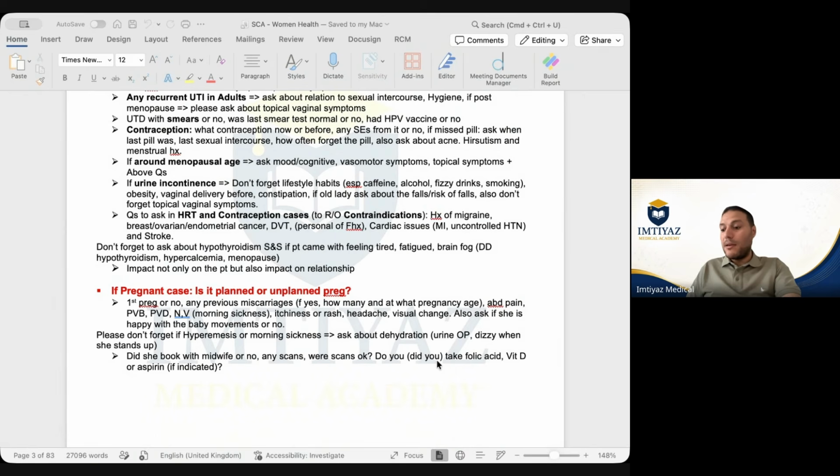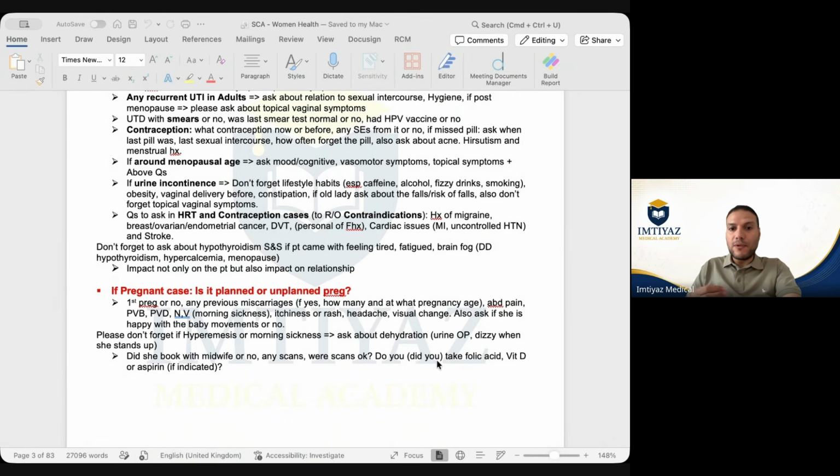Then pregnant cases. In pregnant cases, there are also certain questions you need to ask. Definitely, is it your first pregnancy or not? Was it a planned pregnancy or not? And if she comes with bleeding, you need to ask how heavy the bleeding is. Is it painful bleeding or just minor spotting without any tummy pain, shoulder tip pain, pelvic pain?